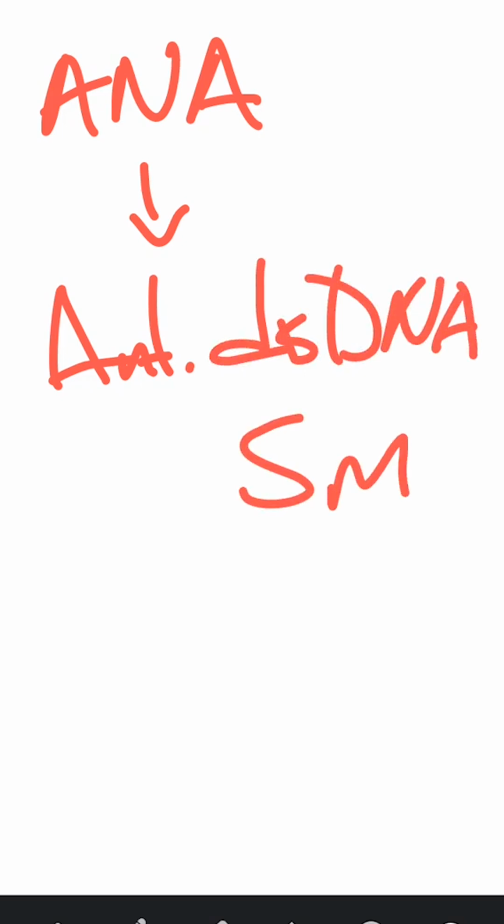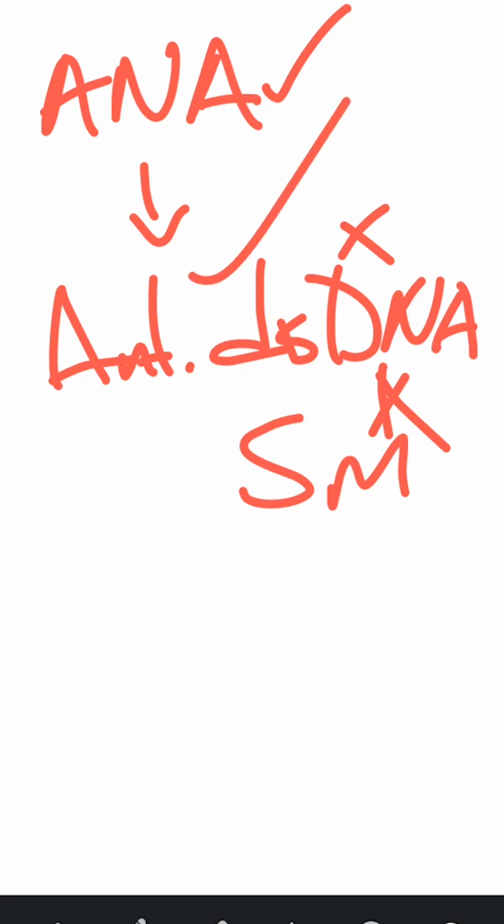So these two are more sensitive, more specific for SLE. Of course, there are other investigations like anti-Ro and so forth, but for now, just remember, start with ANA. If ANA is positive, you can go to anti-double-stranded DNA, you can go to anti-Smith. Any other investigation you can think of will then be just supportive.